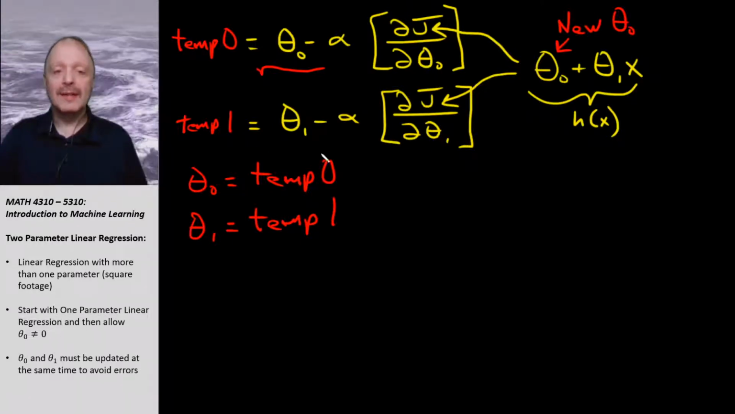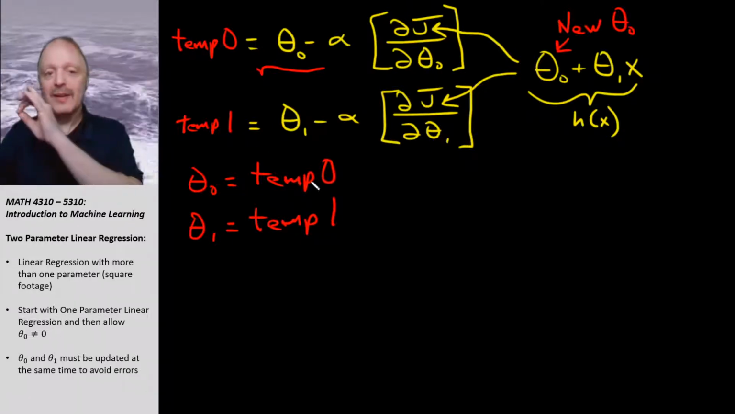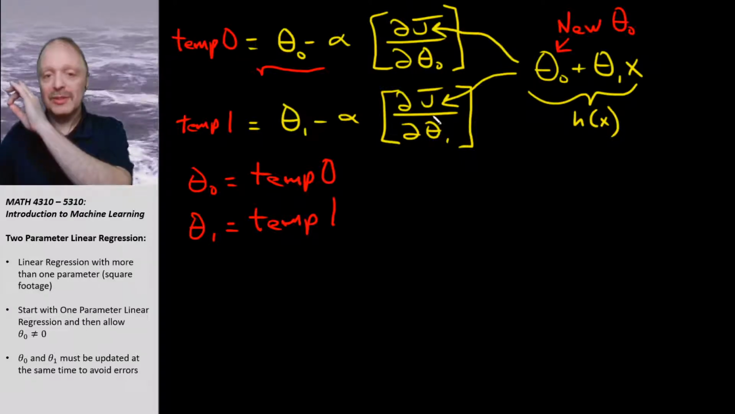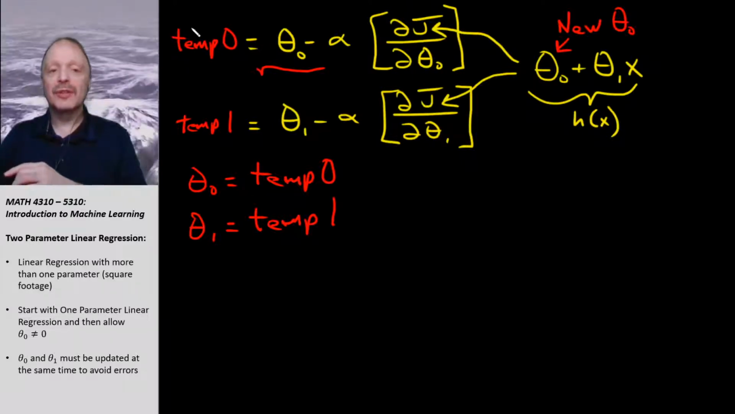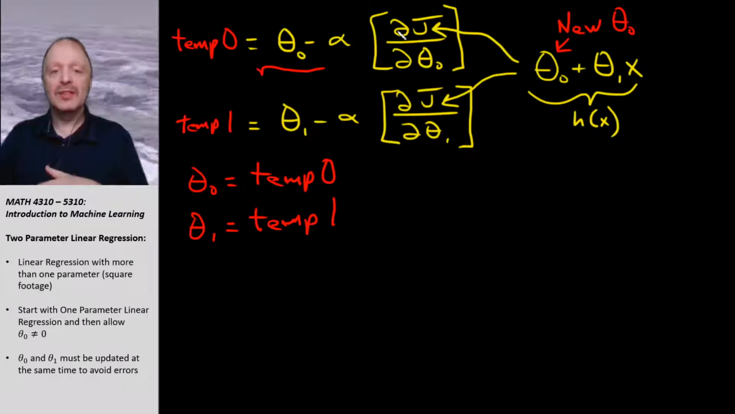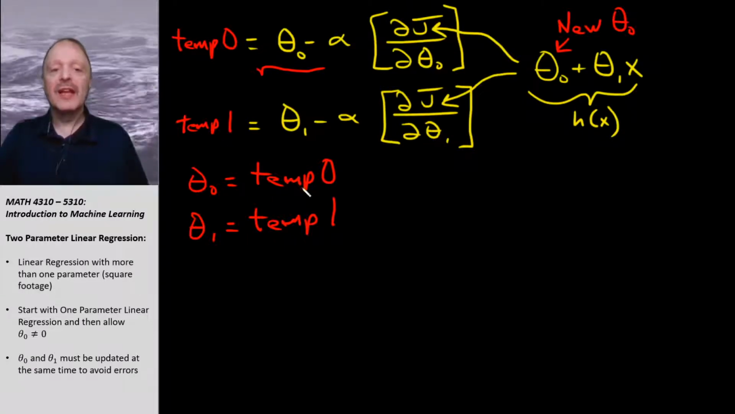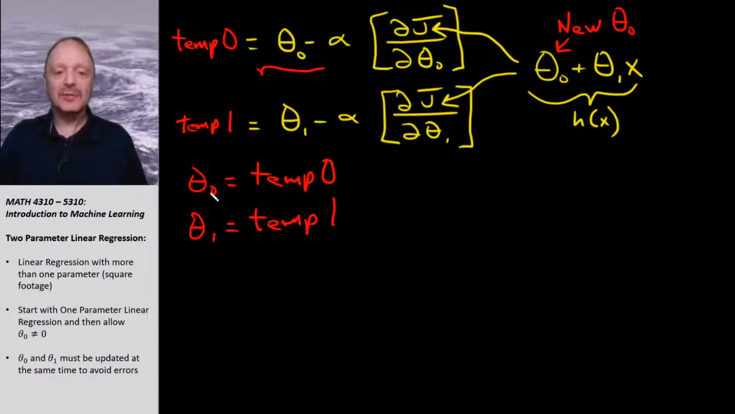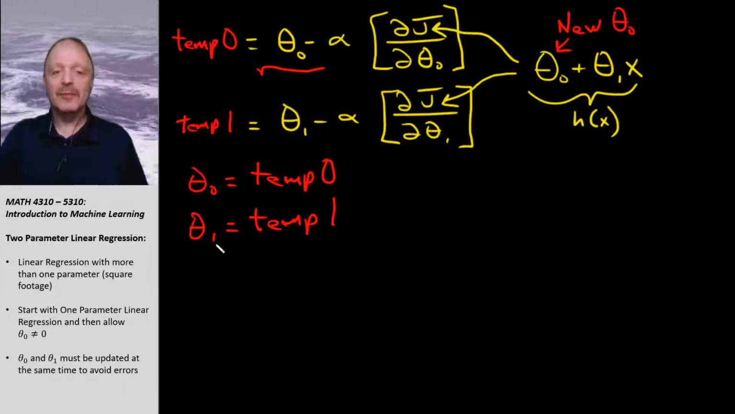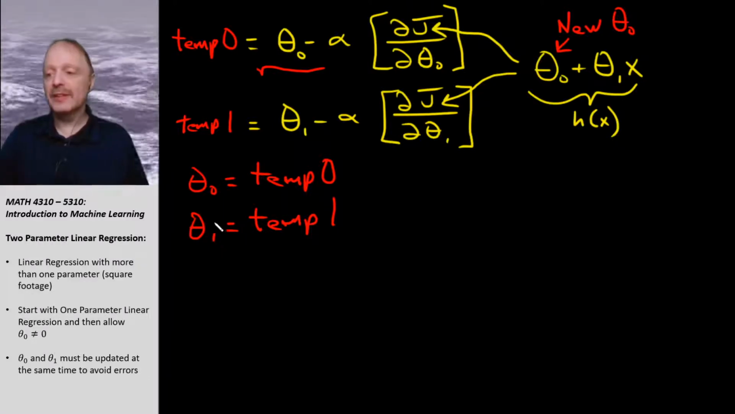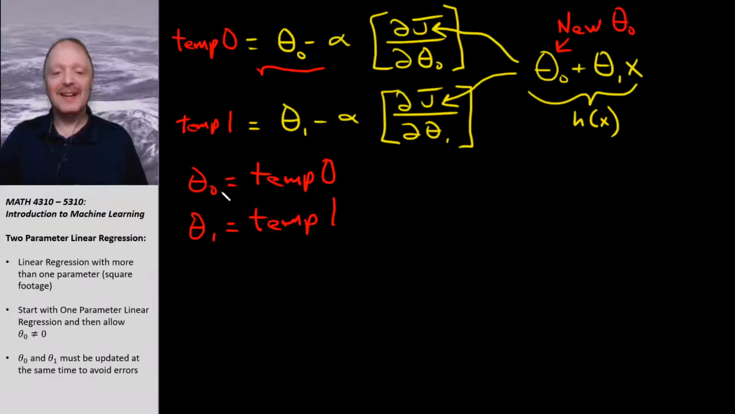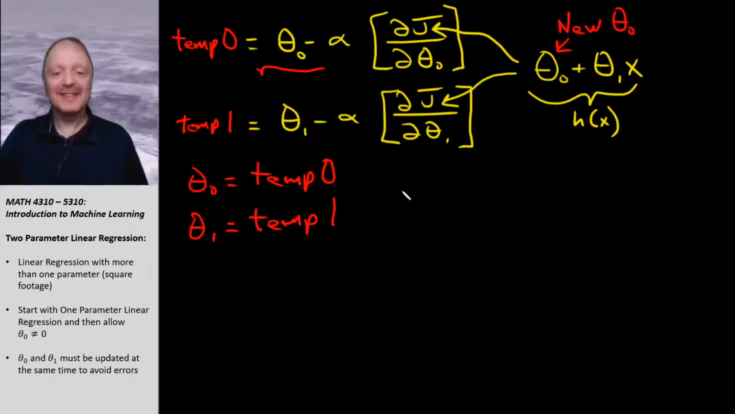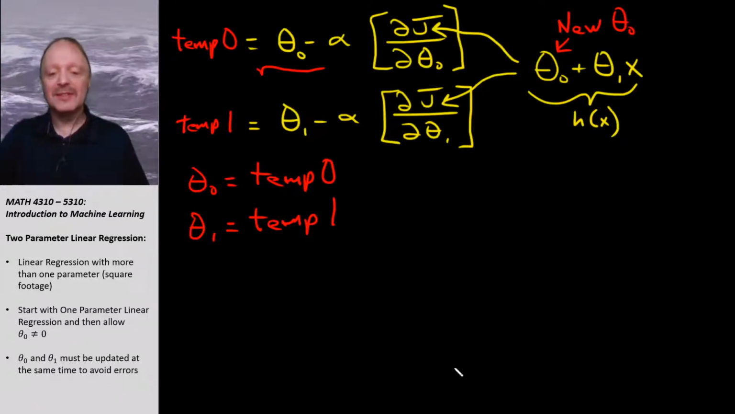So now that I have used the same cost function and stored the values into temp 0 and temp 1, I've finished these calculations using the cost function. Now I change the value of theta 0 and theta 1, after I've done all the calculations. So I hope that made sense.